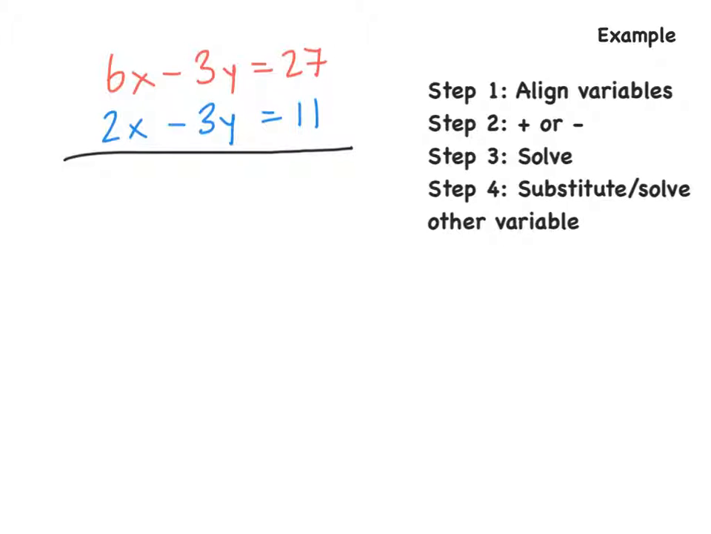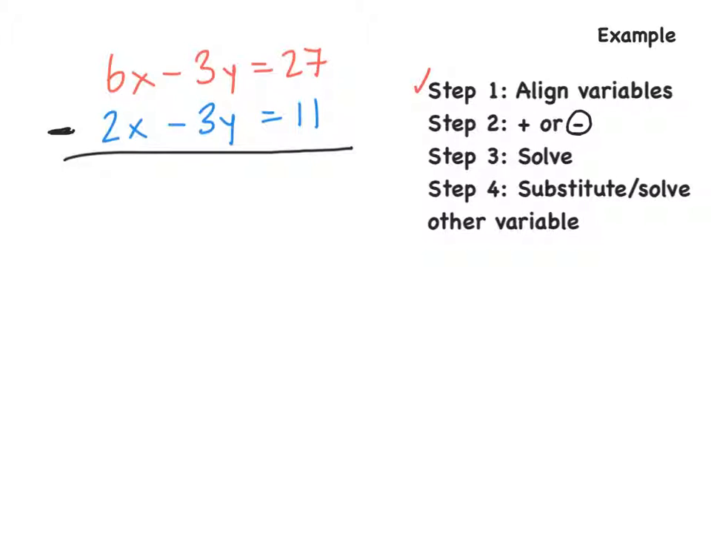Okay, so we have two equations, 6x minus 3y is equal to 27, and 2x minus 3y is equal to 11. Step 1, align the variables. Well, they're aligned. We got the x's, we got the y's, and we have the constants. So, aligned, check. Step 2, since the variables have the same coefficient, and they are the same operation, we are going to subtract.